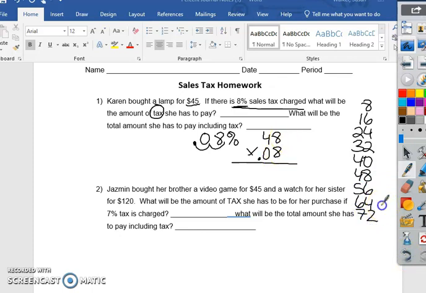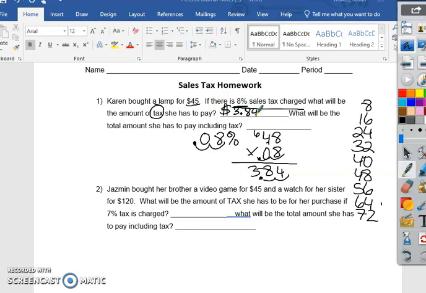Eight times 8, 64. 8 times 4, 32 plus 6, 38. I do not need to multiply by zeros because I'll just have a row of zeros. 1, 2, 1, 2. So my tax is $3.84. Okay.